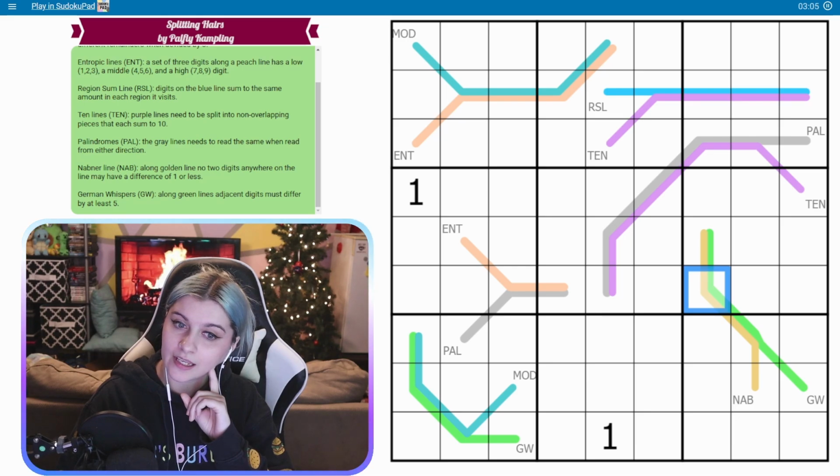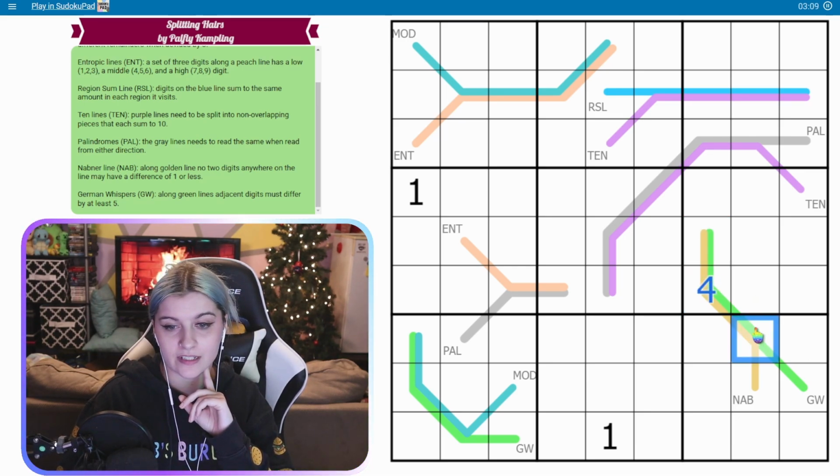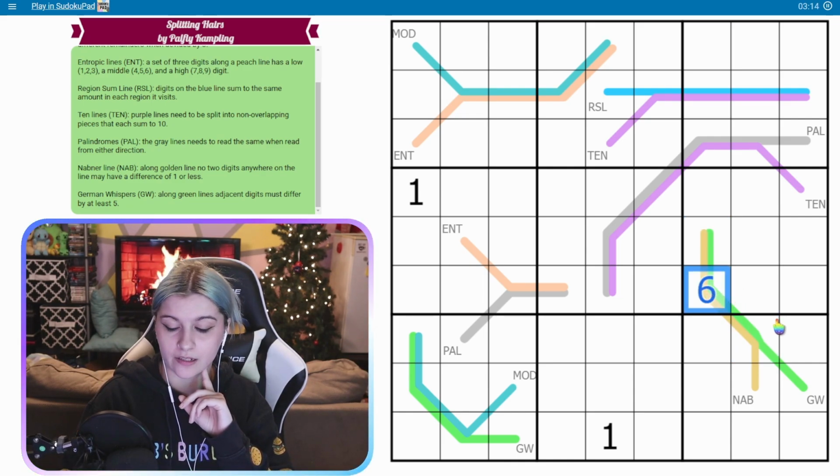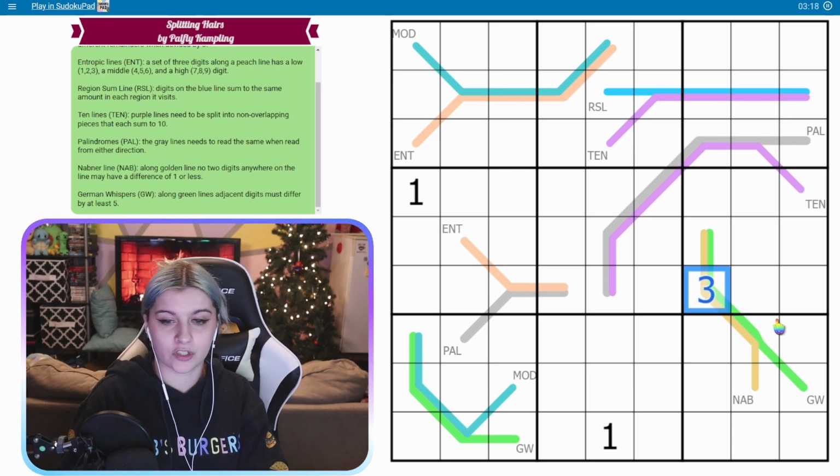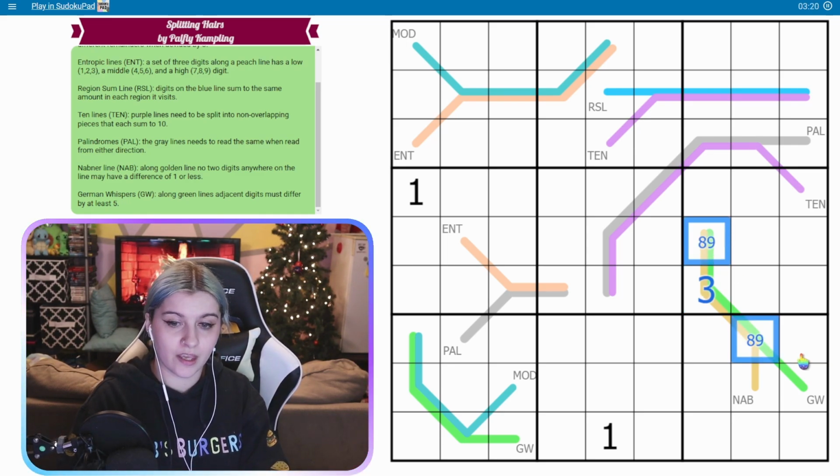Let's say this is a 3. So I already went over why a 4 won't work, because these would have to be a 9. 6 won't work because these would both have to be a 1, which breaks the Nabner line. But also, a 3, the only thing that can go next to a 3 on a German Whisper line is an 8 or a 9.